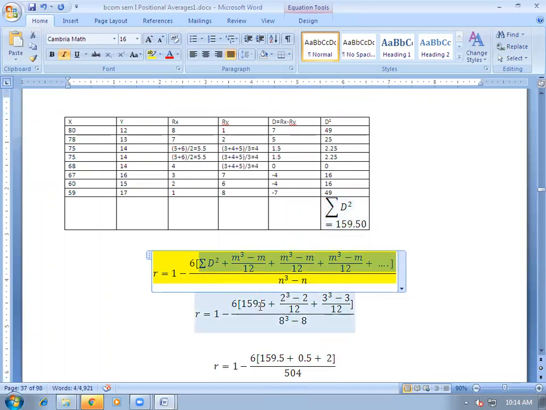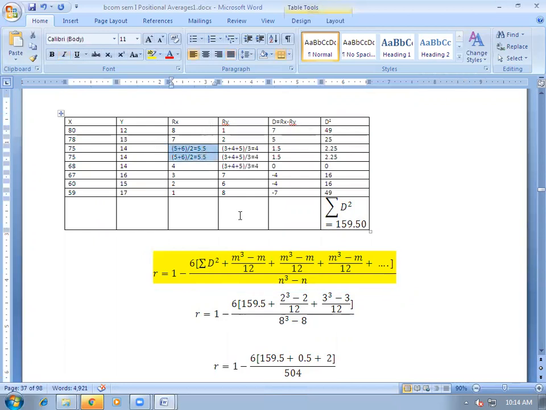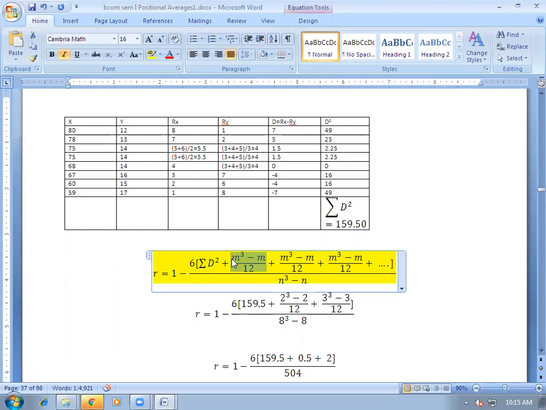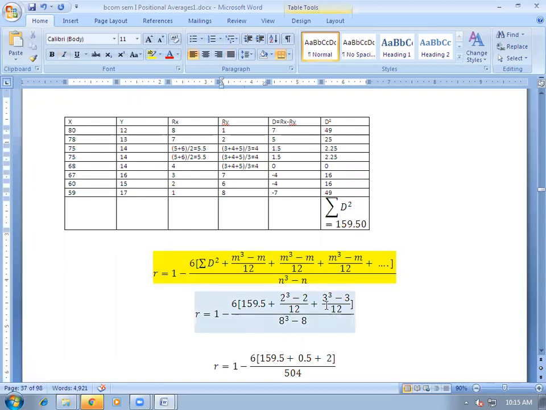Now, substituting the values, we need sigma D square. Sigma D square is 159.5. Now, M is the number of times the rank is repeated. In the X series, 5.5 is repeated 2 times, so I have taken M as 2 here. 2 cube minus 2 over 12. In the next series, rank 4 is repeated 3 times, so I have taken M as 3. That means this term M cube minus M will be repeated for each repeated rank. Here 5.5 was repeated and 4 was repeated, so this term comes only 2 times.